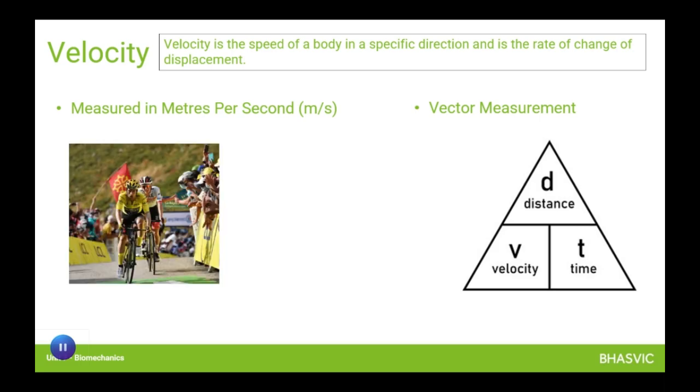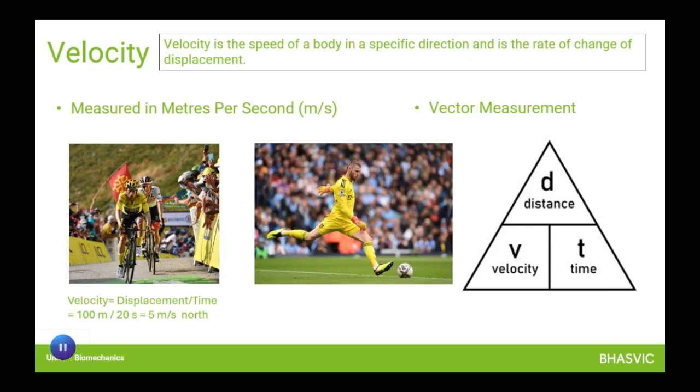If a cyclist travels 100 meters to the north in 20 seconds, the velocity would be velocity equals displacement divided by time, which equals 100 meters divided by 20 seconds, which gives a velocity of 5 meters per second to the north. If a football player kicks a ball 20 meters to the east in 2 seconds, the velocity is velocity equals 20 meters divided by 2 seconds, which equals 10 meters per second to the east.